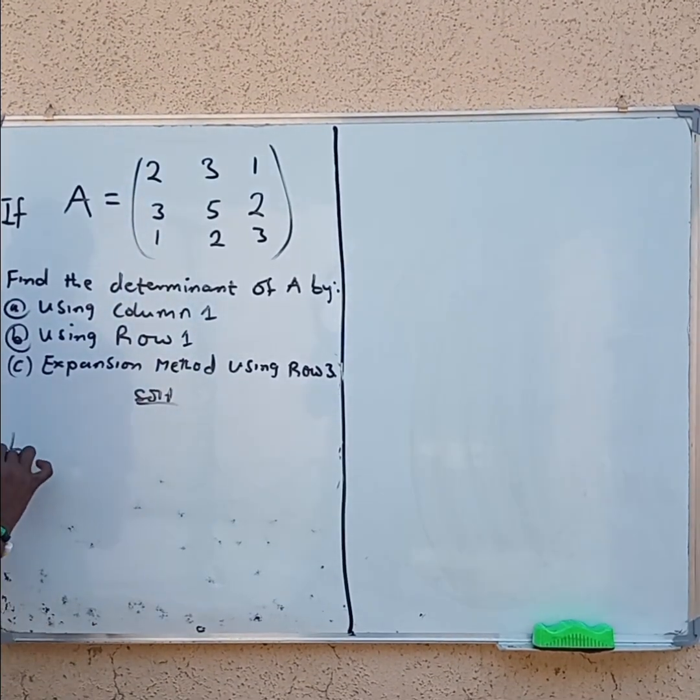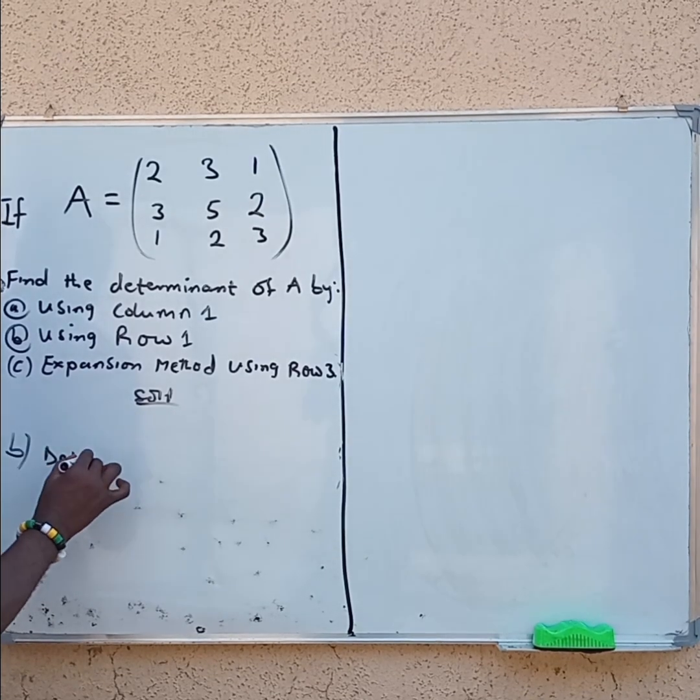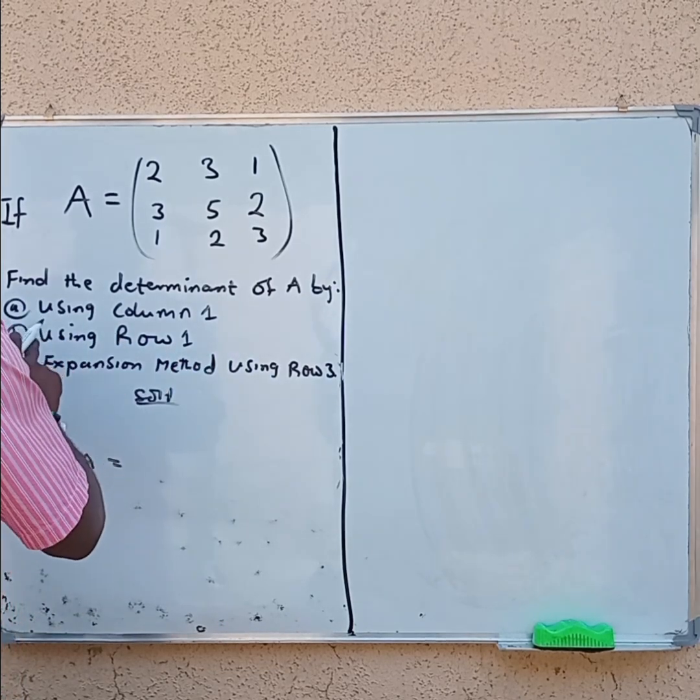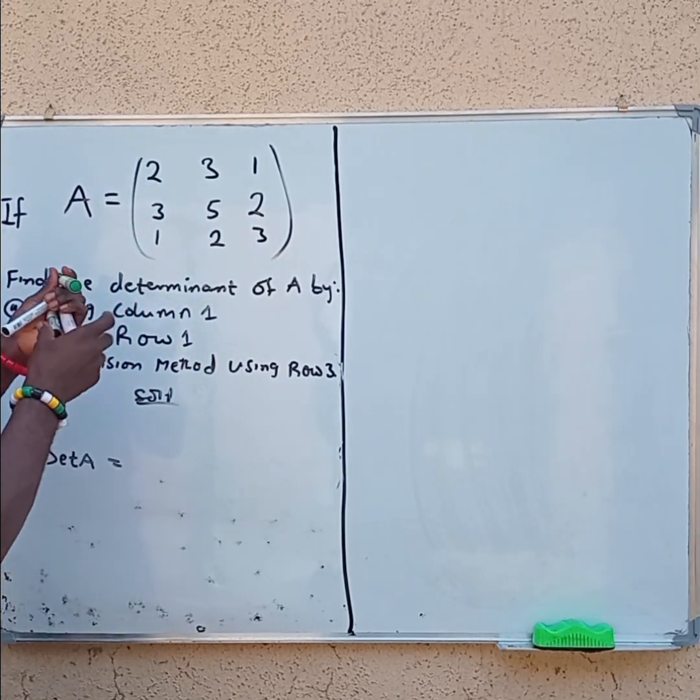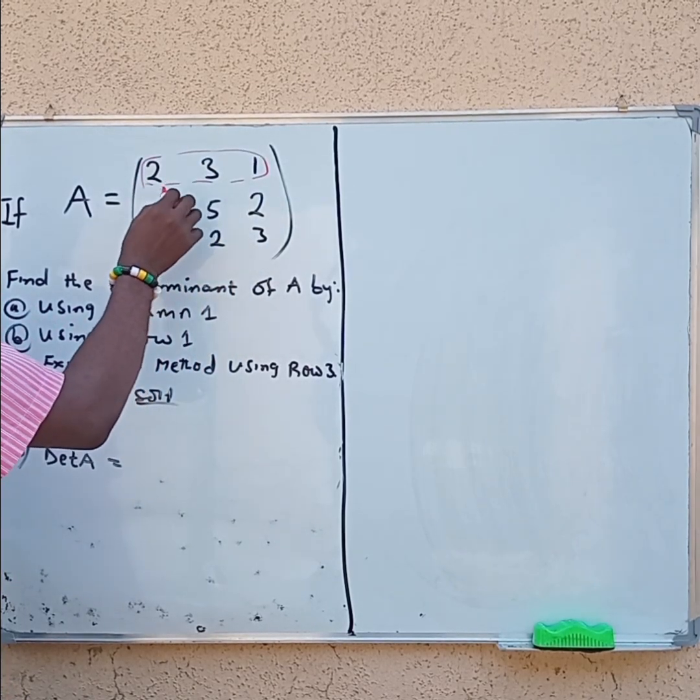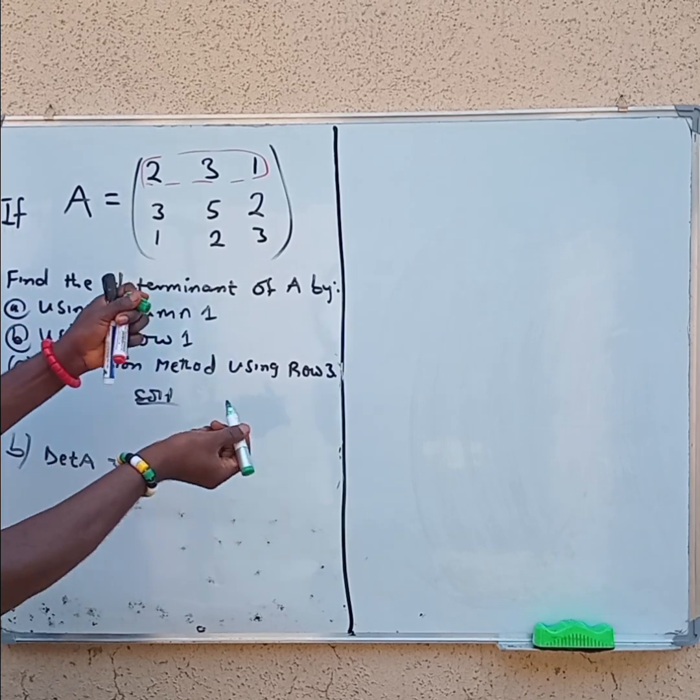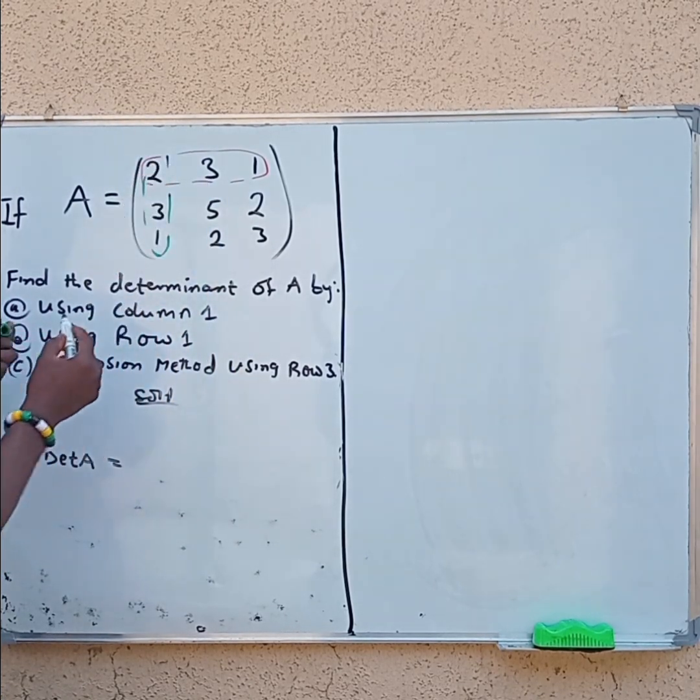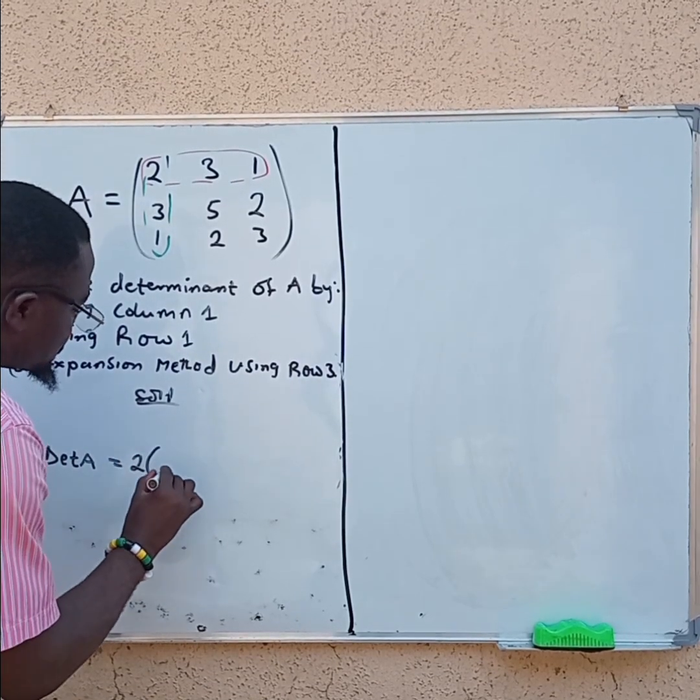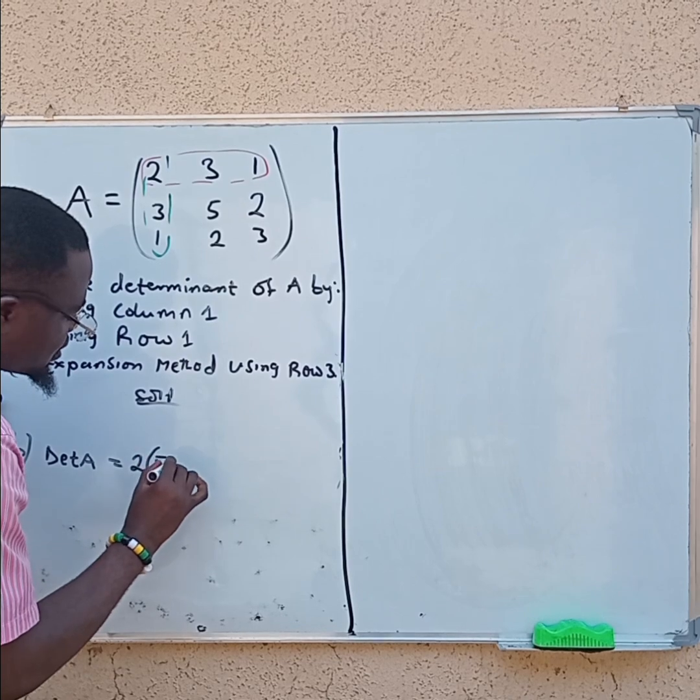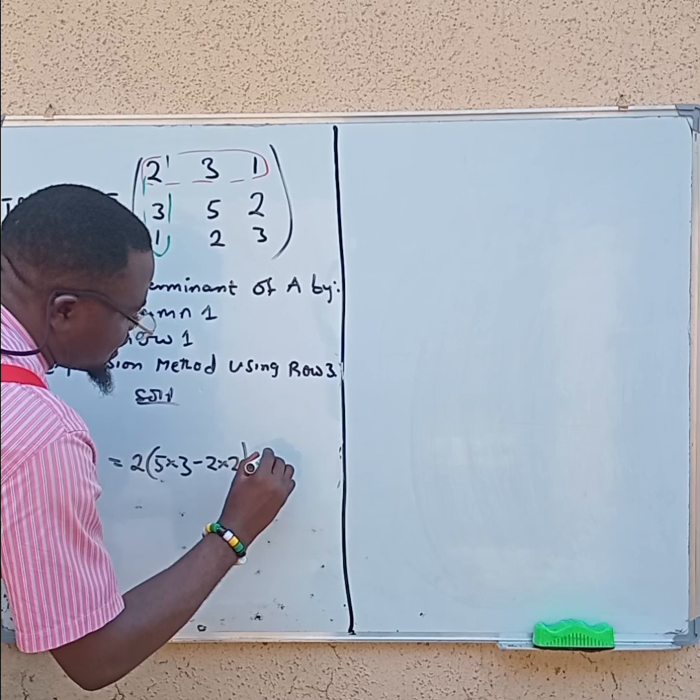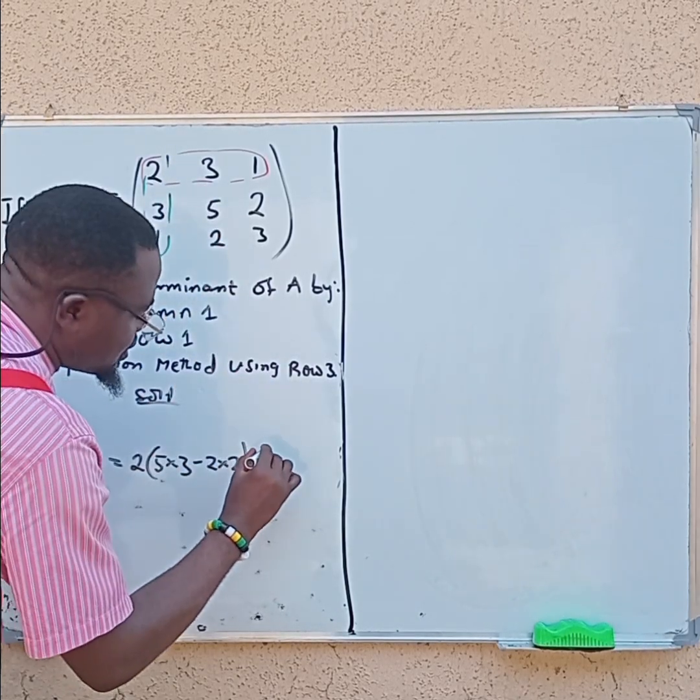Okay, we're using B now. That A is now equal to what? Using B, we use row 1. You fix row 1, just as we said. So we're using this. The first one we want to find is this. Close everything there. That is 2 times 5 times 3 minus 2 times 2, minus 3.